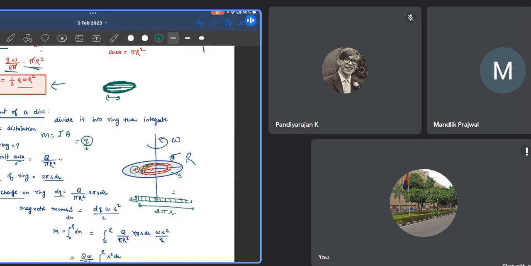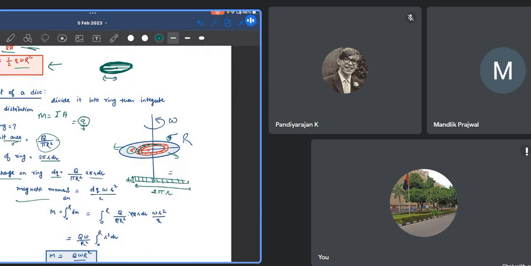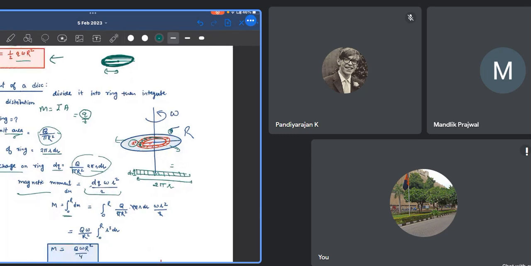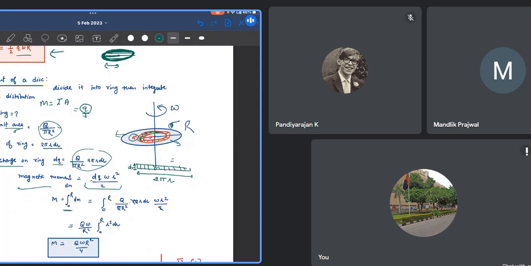So charge on the ring dq is given by q upon pi r square, which is the complete charge per unit area, multiplied by the area of the ring. So for the magnetic moment, we just use directly the formula for the ring. Replace dq by the charge on this ring and integrate it with respect to r. So from there we will calculate that the magnetic moment of this is given by 1 by 4 q omega r square.